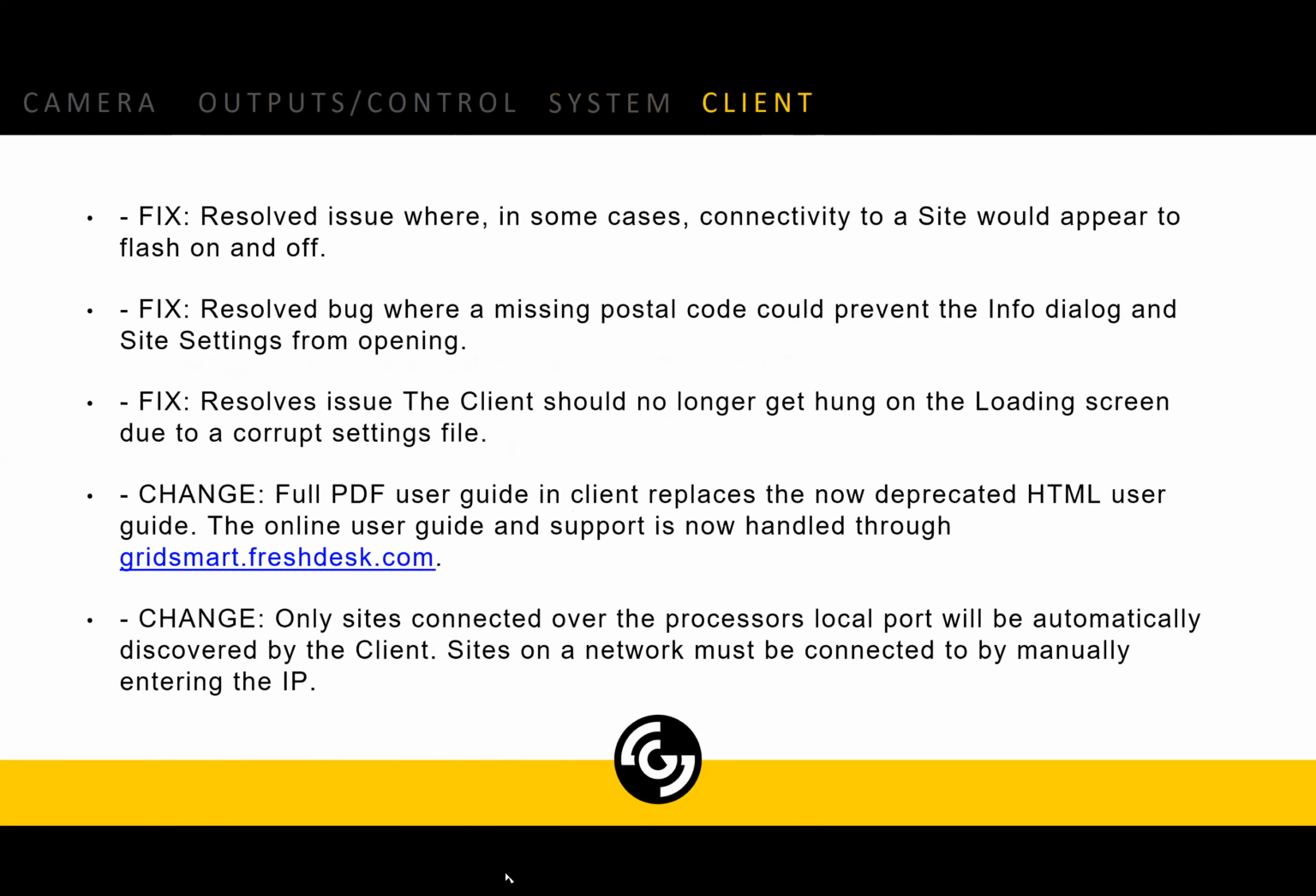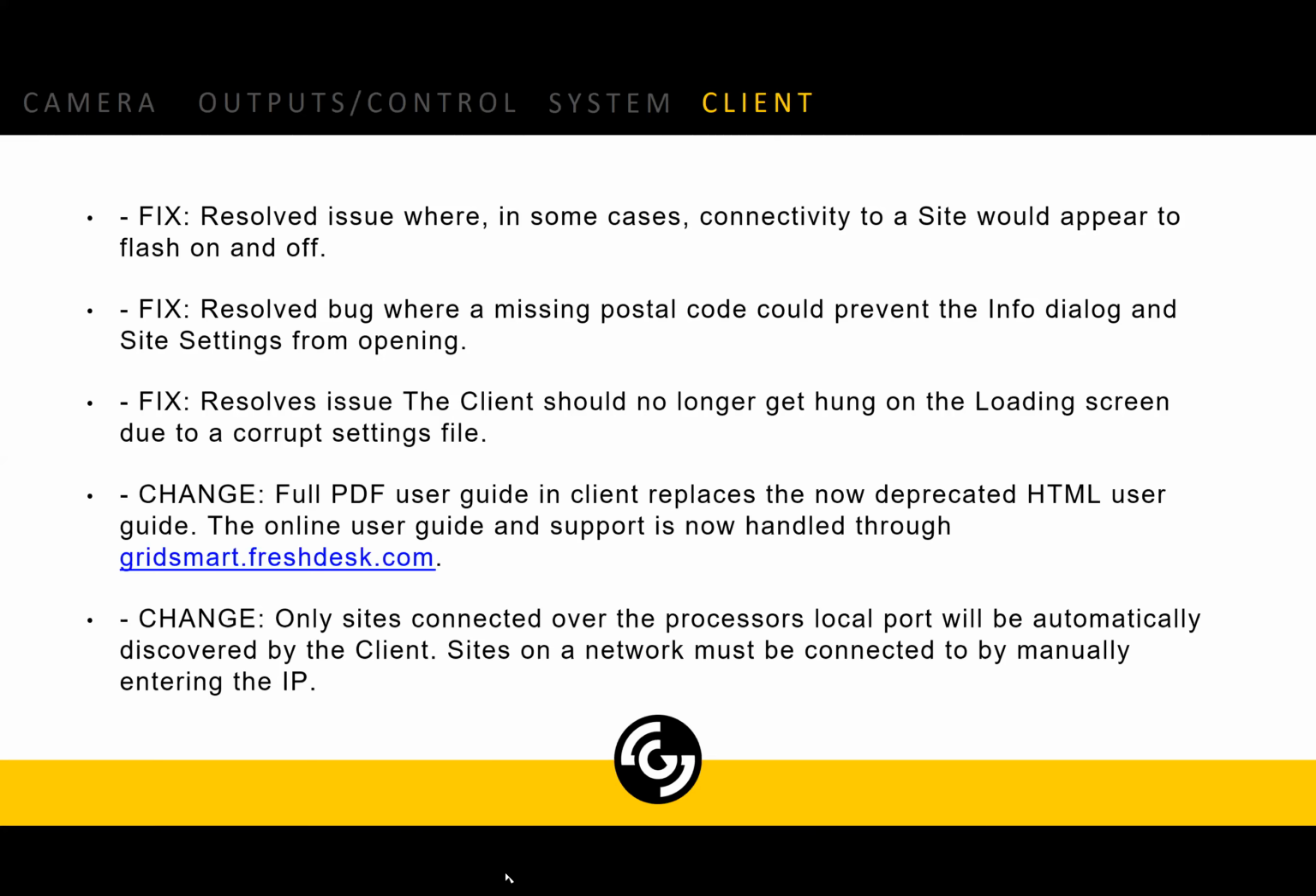As for some client changes, we fixed an issue where the site might appear to flash on and off in terms of connectivity. We were requesting something a little too frequently, and if it wasn't returning, it was acting like the site wasn't connected. But that's been removed now, so it should appear nice and steady. We also resolved a bug where if the postal code wasn't added to the site settings, it could prevent you from being able to open the info dialog in the site settings. So that's been fixed as well. We resolved an issue where the client would get hung in the loading screen. This might still happen sometimes, but if you just close and reopen the client, it should resolve itself. This was due to the way we were setting the window size when we opened it. So you might lose your window size settings if you have to close it when it gets hung in loading, but in general, that shouldn't have to happen.